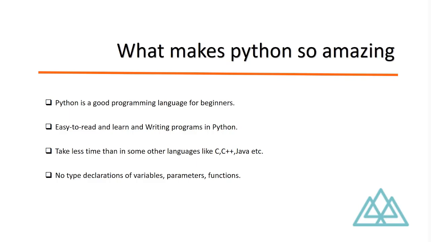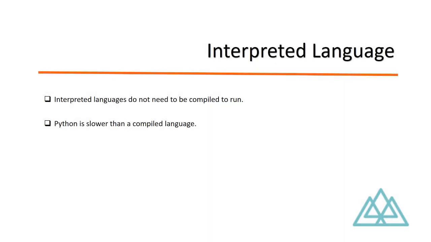Now let's see some of the important features of Python programming. The first one, interpreted language. Python is an interpreted language. Interpreted languages do not need to be compiled to run. This means that a programmer can change the code and quickly see the results. Python is slower than a compiled language like C because it is not running machine code directly.